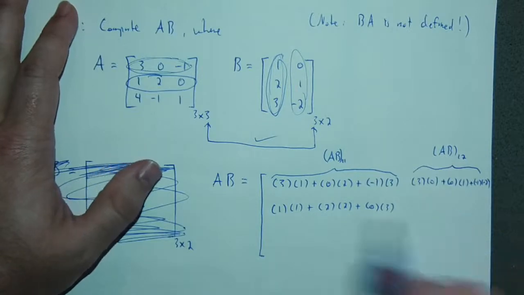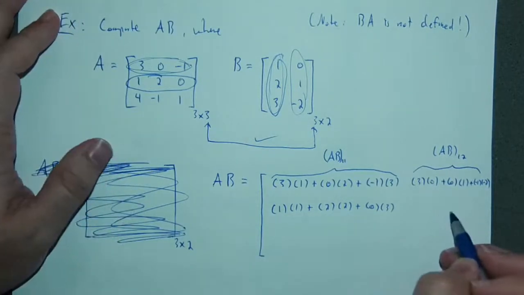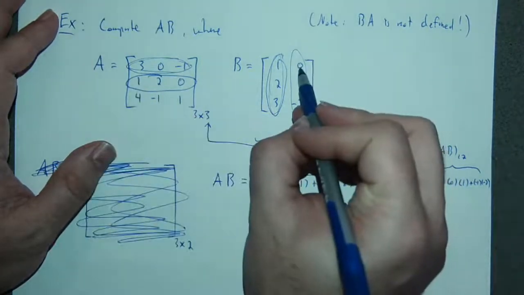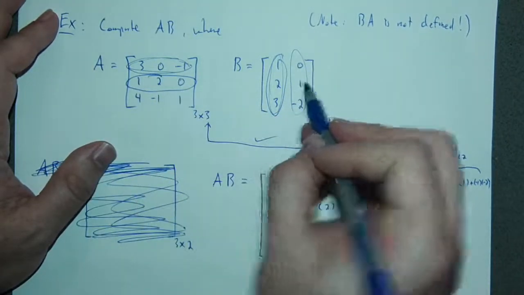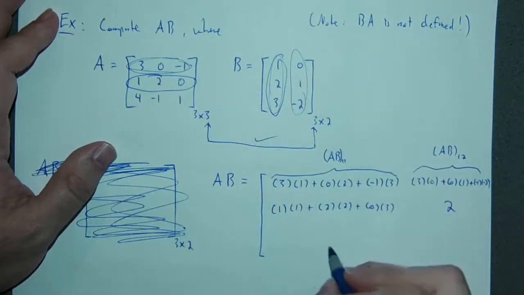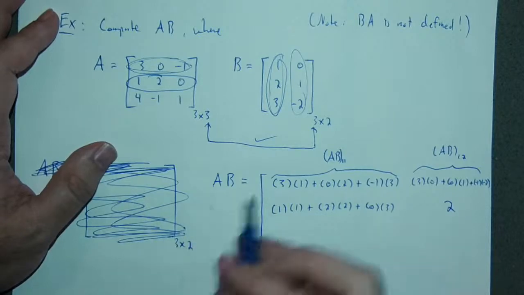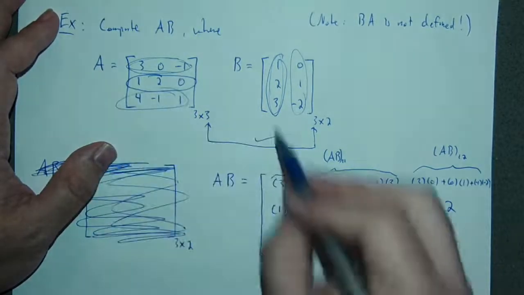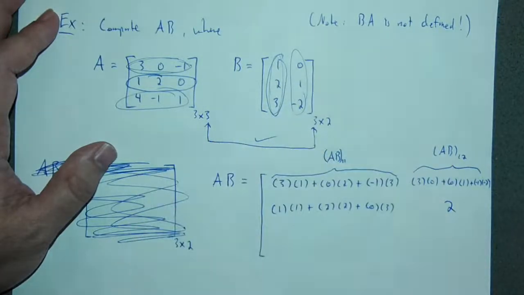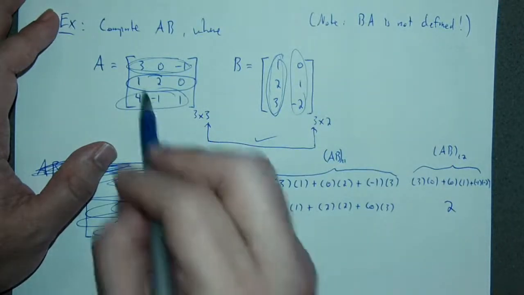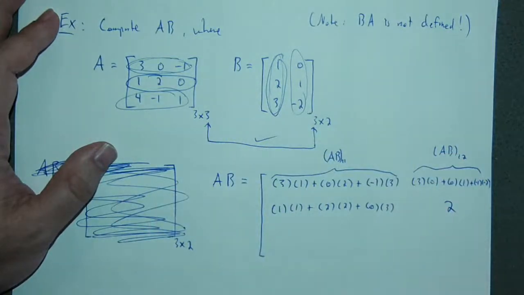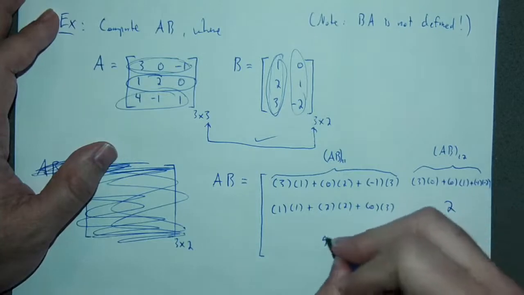Okay, so now I'm just going to compute the rest of these. So now I'm in second row, second column. So 1 times 0 plus 2 times 1 plus 0 times minus 2, that's 2. And in this spot, now I'm using third row, first column. So 4 times 1, that's 4, plus minus 1 times 2, that's 4 plus minus 2 plus 3. Okay, so 7 minus 2, so that's 5.